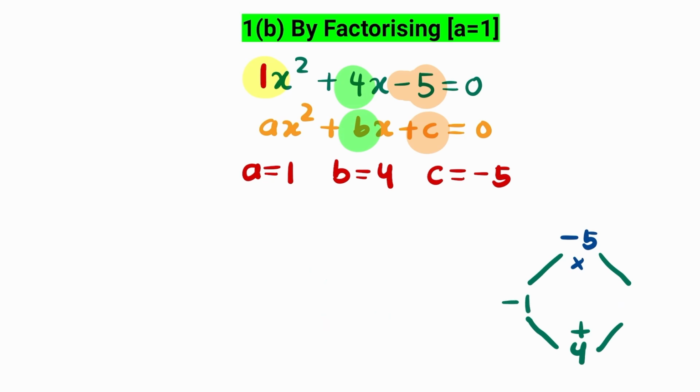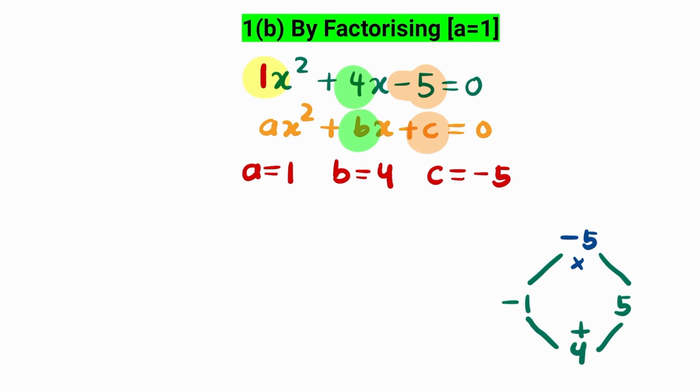What about minus 1 and plus 5? We'll see. Minus 1 times 5 is minus 5. Okay, that's correct. And then minus 1 plus 5, it is equal to 4. Okay, so now both of the factors are correct. So we can continue. And then after that, it is very simple.